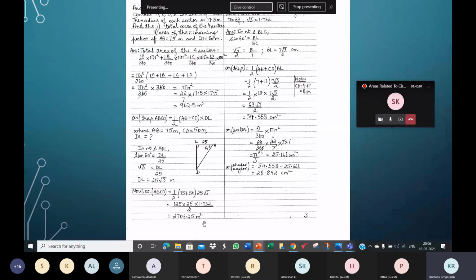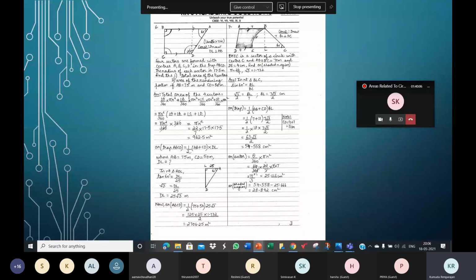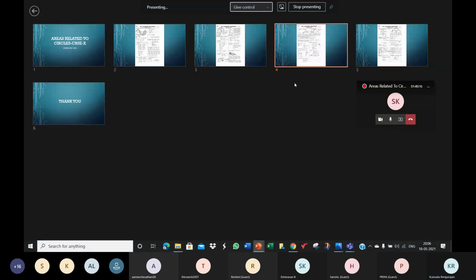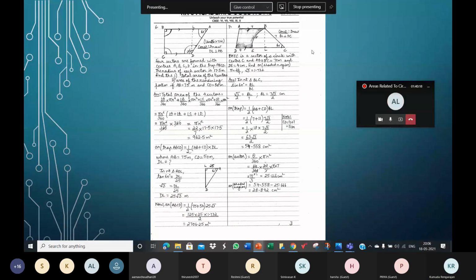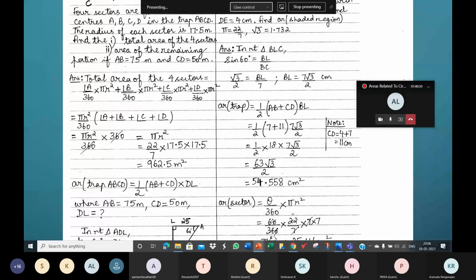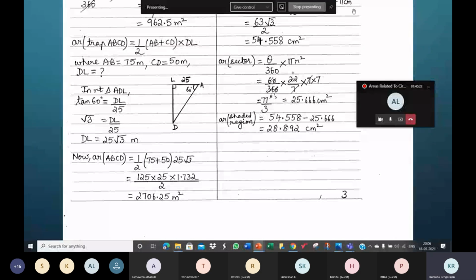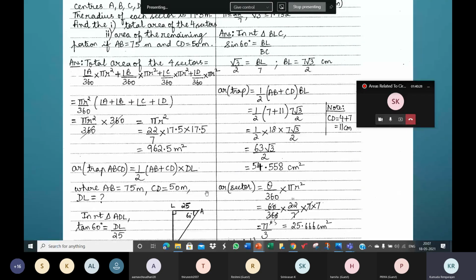And once you know the area of the trapezium, what should you find? The remaining area. You need to find the remaining area, right? Area of the remaining portion of the field. The area of the remaining portion of the field will be the area of the trapezium minus the area of the 4 sectors.